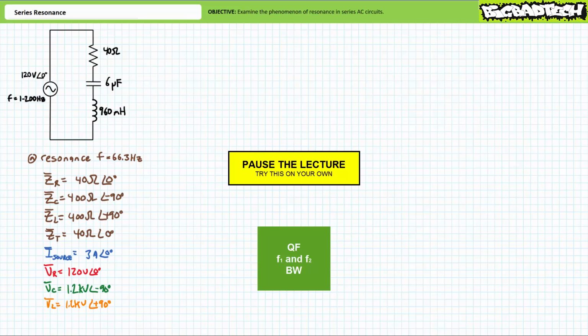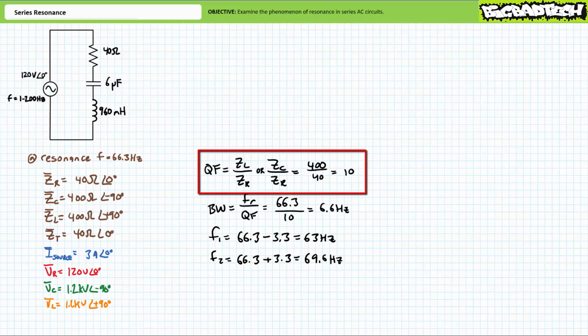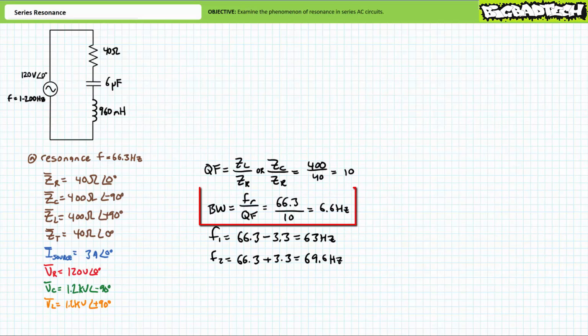If you're tracking, you should have obtained the following results. The short and sweet quality factor formula demonstrates the reactive components have an impedance 10 times that of the resistive component, therefore the quality factor for this circuit is 10. The bandwidth is the resonant frequency divided by quality factor. Substituting our given values, we find an extremely small bandwidth of only 6.6 Hz. The high quality factor is indicative of a far more selective circuit, thus a smaller bandwidth.